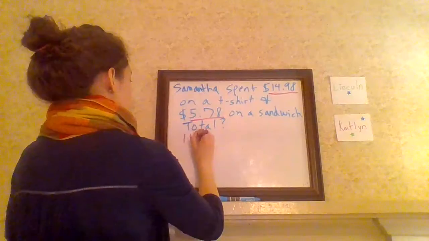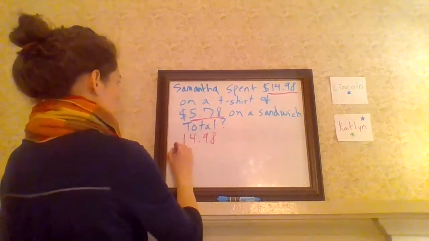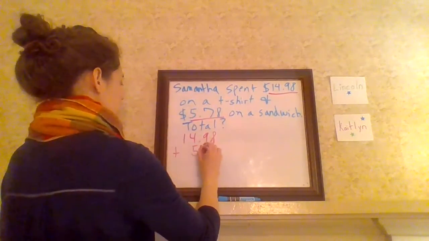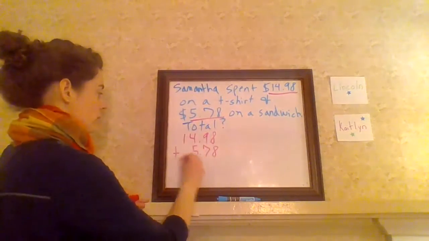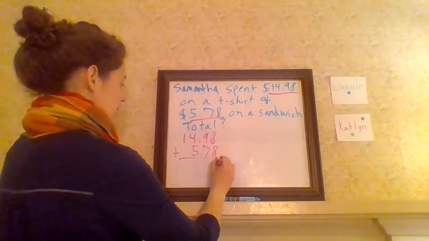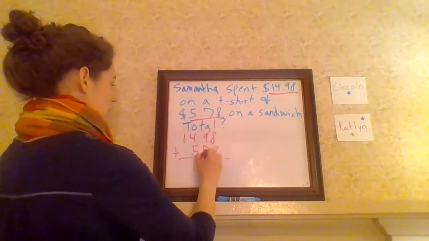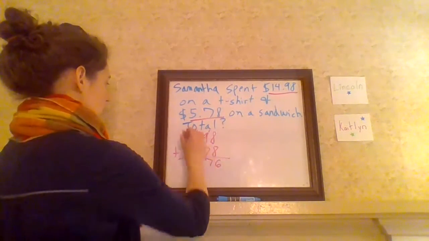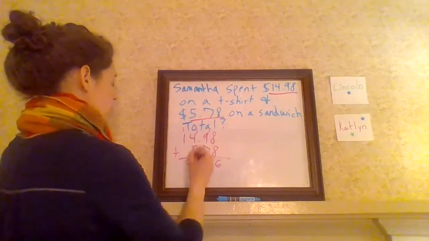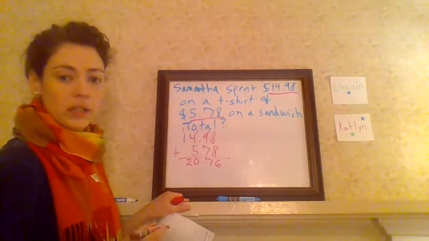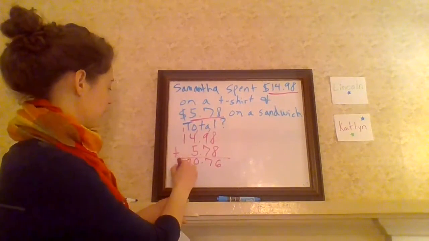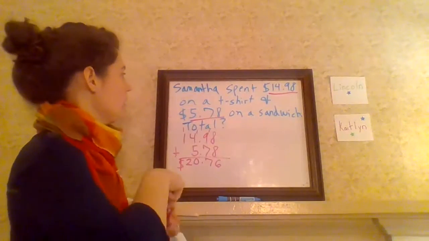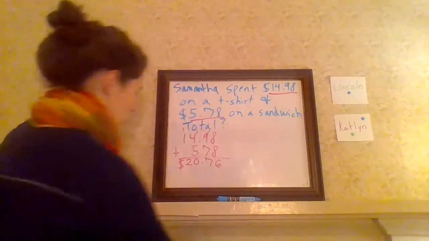So $14.98 plus $5.78, lining up those decimals. 8 plus 8 is 16. Carry the 1, 10, 17, carry the 1, 10, carry the 1, and 2. So she spent a total of $20.76. Not bad. Okay, let's try one more question.